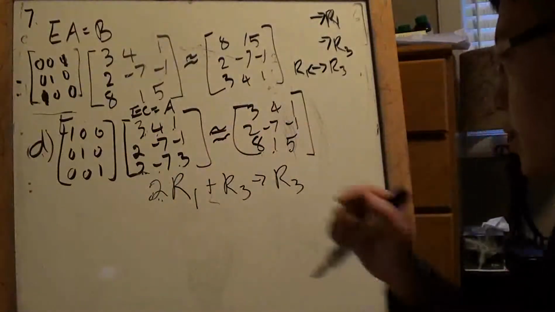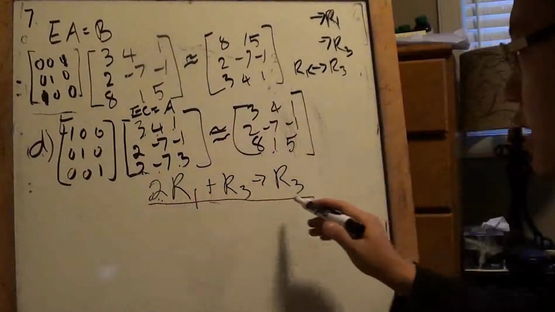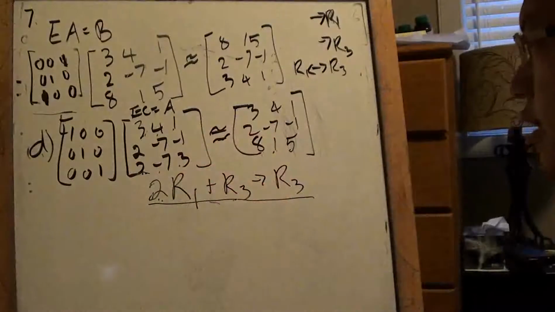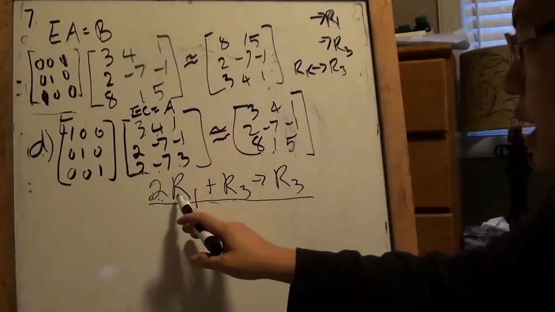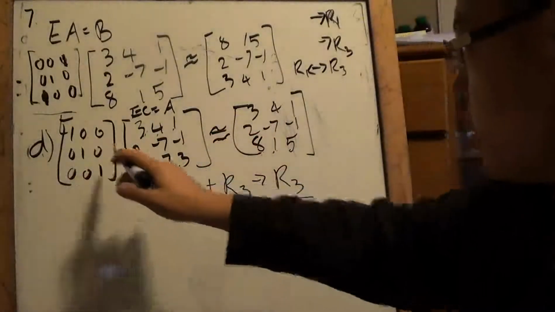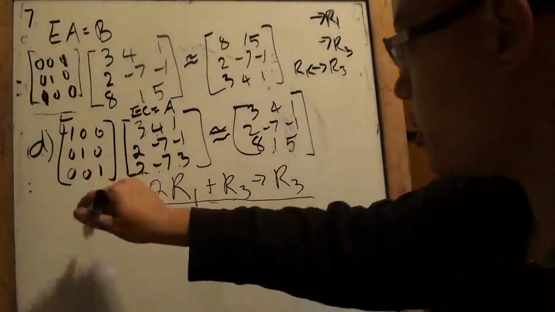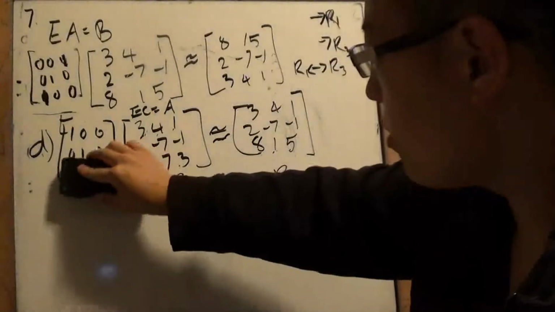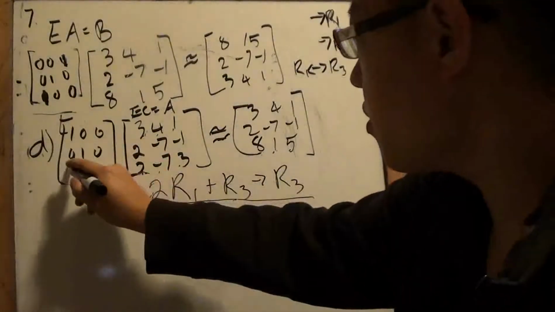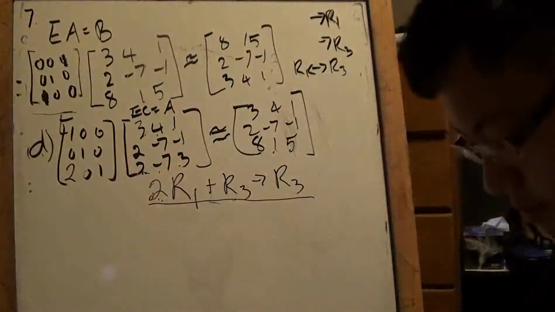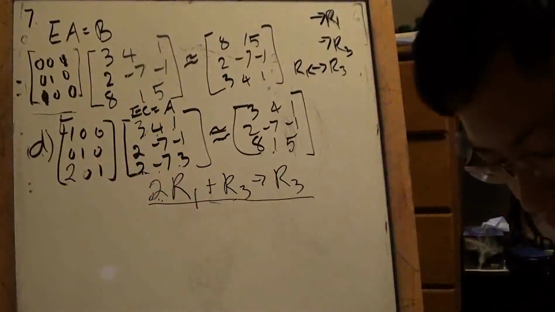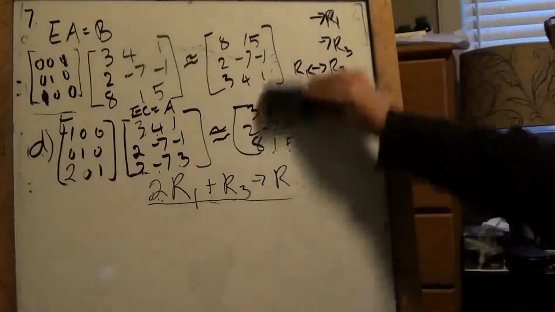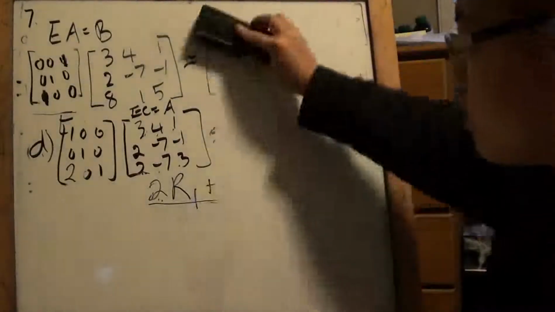So we already noted this changes. Now we're going to implement the change to the identity matrix so that it becomes an E matrix. So let's see here. 2 times row 1, so that's going to be 2, 0, 0, and add it to the third one. So it's just going to be that. And that's all there is to it. Pretty simple stuff, but there are some situations where it's a little bit tricky.